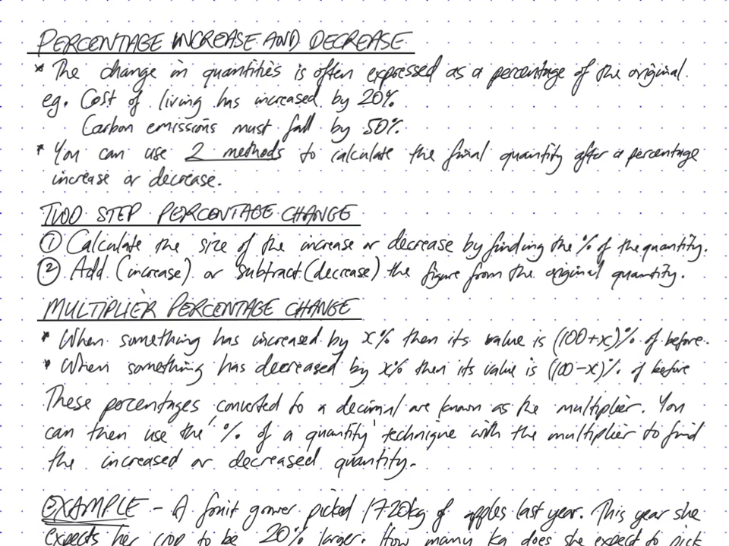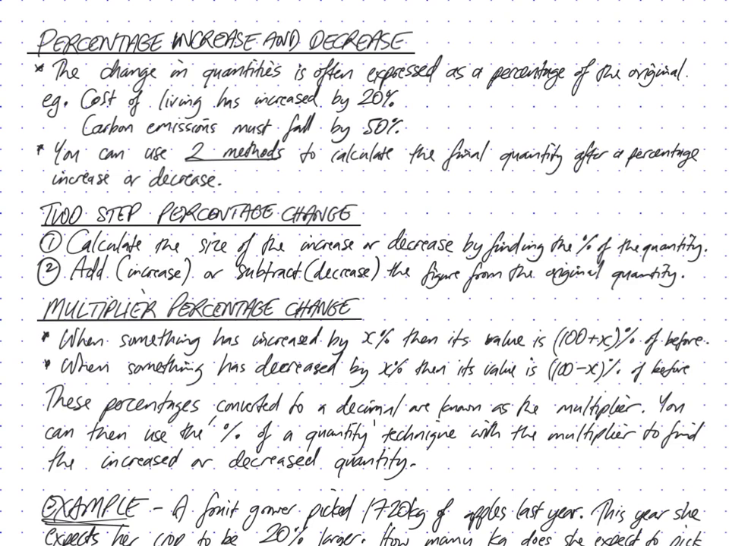The change in quantities in real life is often expressed as a percentage of the original. So for example, cost of living, often the news will say it's increased by 20%, or carbon emissions need to fall by 50%. So you're not saying exactly how much the cost of living is increasing by in dollar amounts. You're saying that it increased by a certain percentage compared to what it was at a previous time.